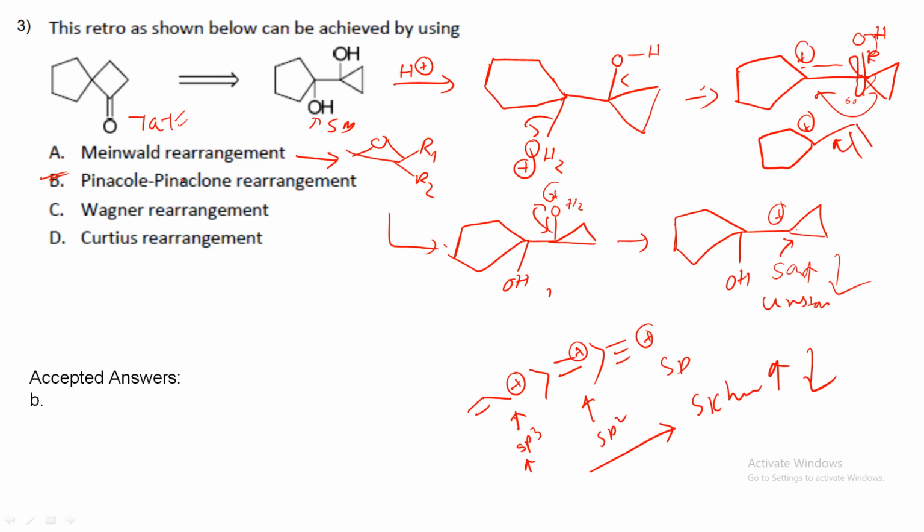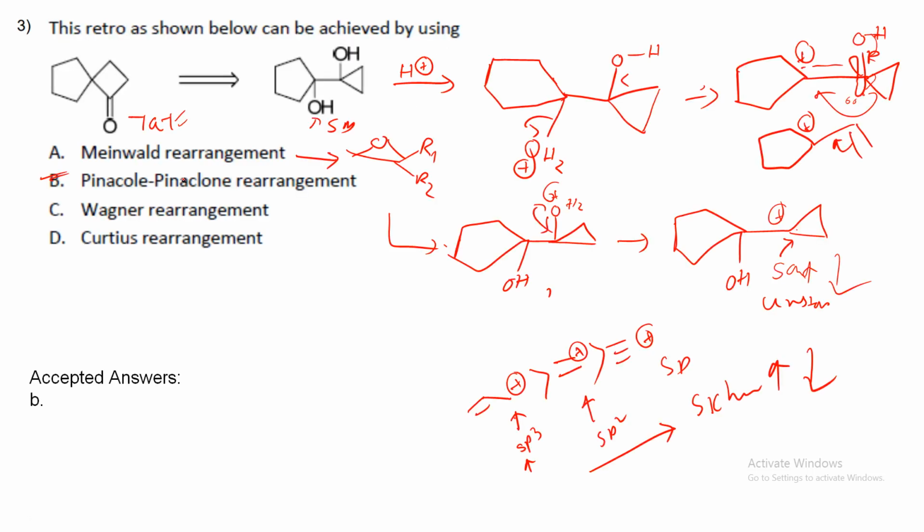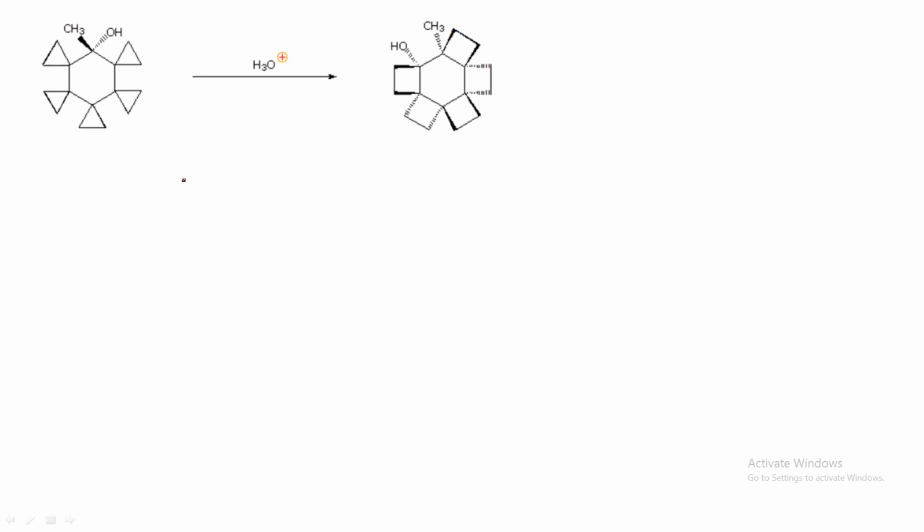Now coming to the Wagner rearrangement. So it is nothing but the Wagner-Meerwein rearrangement. All of us have been reading it since probably school days. So it's a simple example of this Wagner-Meerwein type rearrangement. So if H plus is treated with this particular molecule, this is also a classic example of this kind of rearrangement.